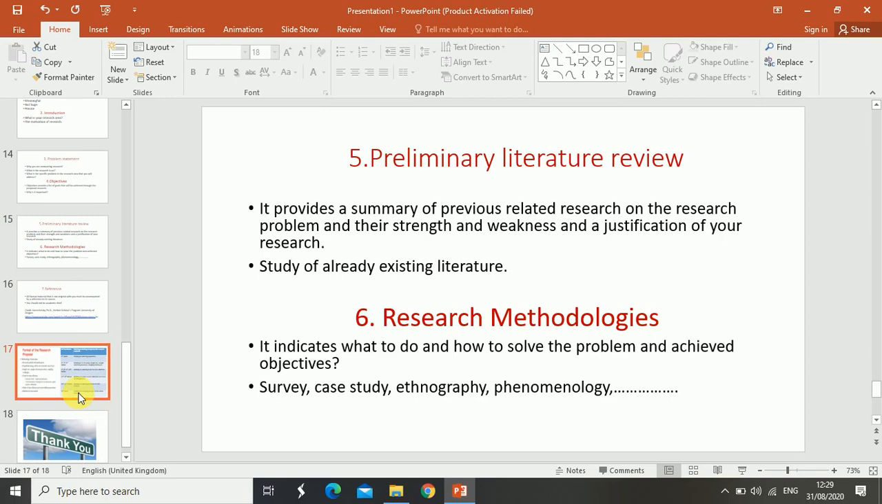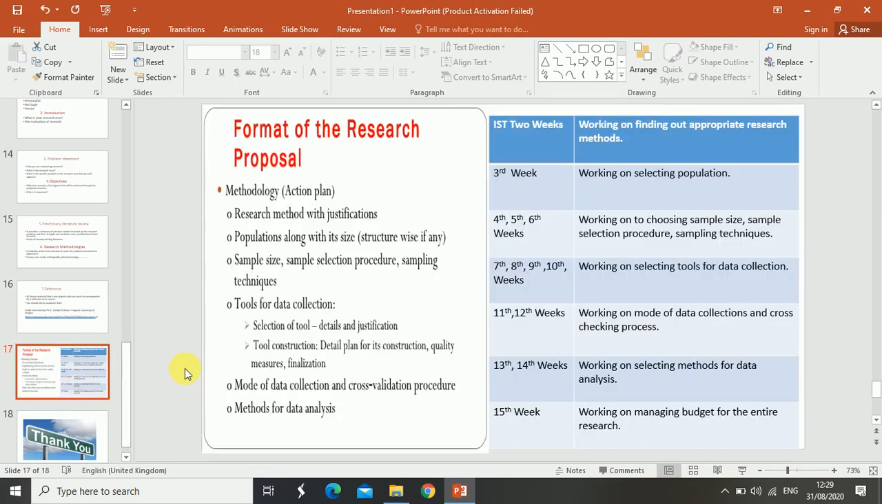While talking about methodology, I need to talk here about the format of the research proposal, the action plan of the research proposal. A very important point to focus on here is that first you need to make an action plan, then you go to the research method with some justification, and you need to select the population along with its size. Then the sample size, you choose the sample selection procedure and sampling techniques, and then you go to tools for data collection. There are various tools; you make a justification and a detailed plan there, and finalize. Finally, the mode of data collection and cross verification, and at the last, methods for data analysis.